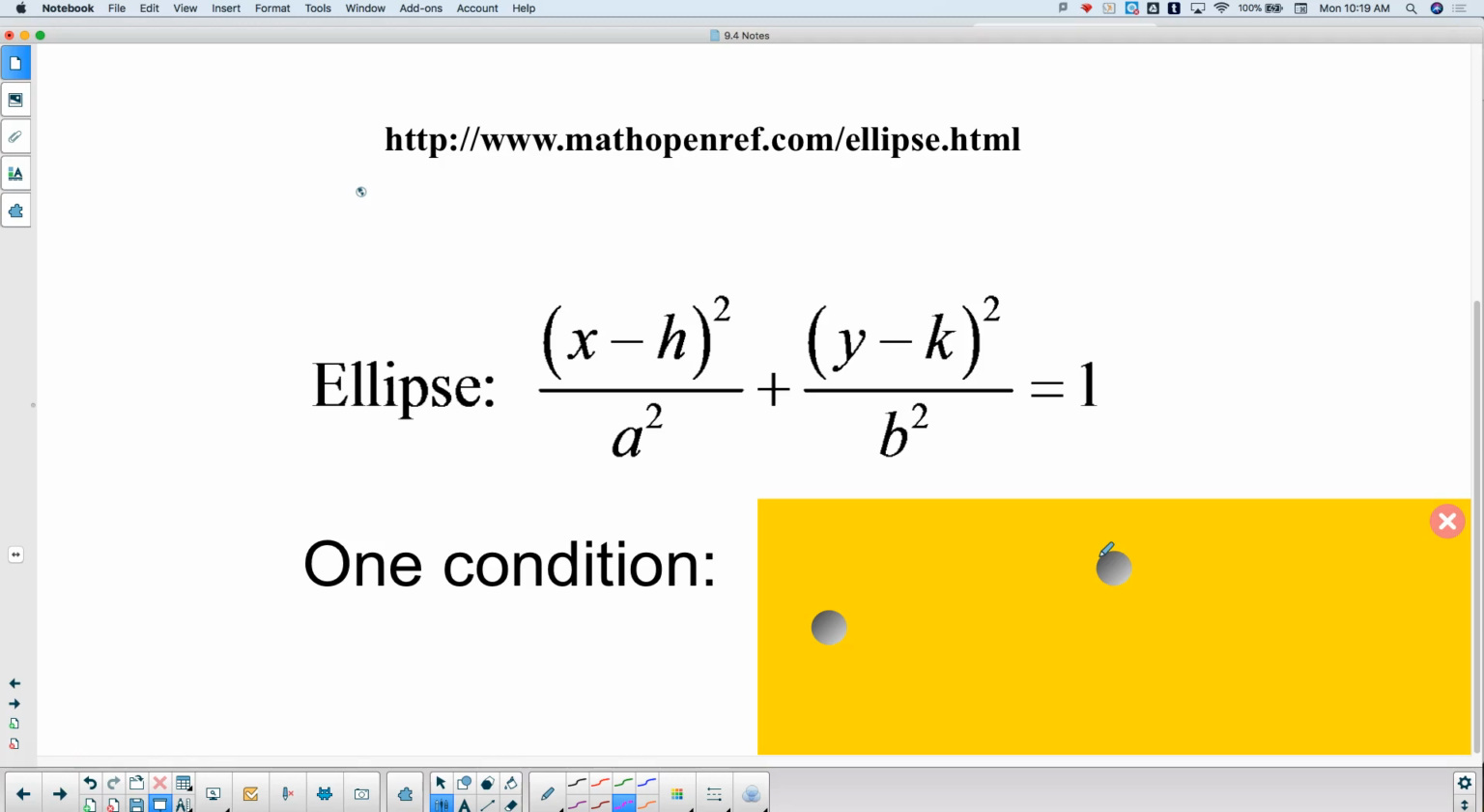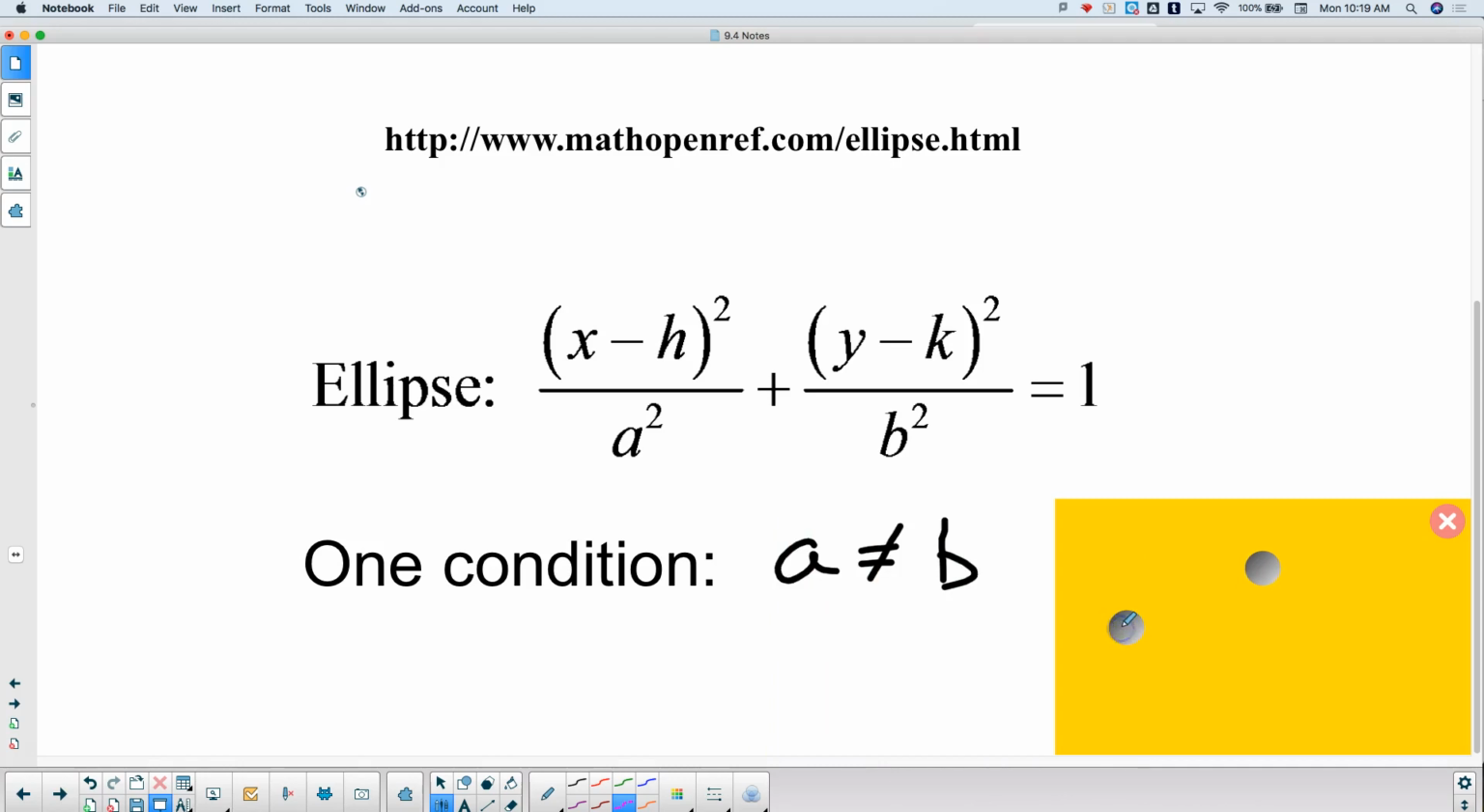Okay? There is one condition to this formula, or to this equation of an ellipse. And that condition is that A cannot equal B. Anybody know why? They have to be different.